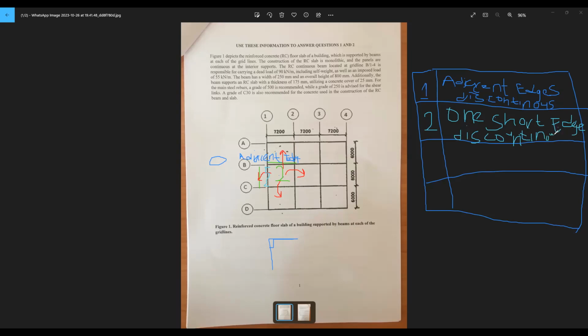Okay. Then we can get back to our third slab, our third panel, sorry. With our third panel, we will have, let me draw my table again.